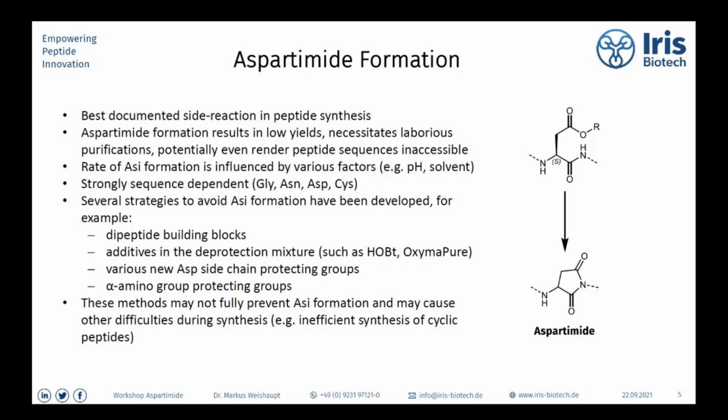For example, the use of dipeptide building blocks, where the peptidic bond between the aspartate and the preceding amino acid is already formed. The addition of certain compounds to the deprotection mixture, such as HOBt or Oxyma Pure. The addition of various new aspartate side chain protecting groups to the chemist's toolbox, as well as the introduction of certain protecting groups for the alpha amino group. However, some of these methods may not fully prevent aspartimide formation and may cause other difficulties during synthesis. One example is that bulky protecting groups may render the synthesis of cyclic peptides very inefficient.